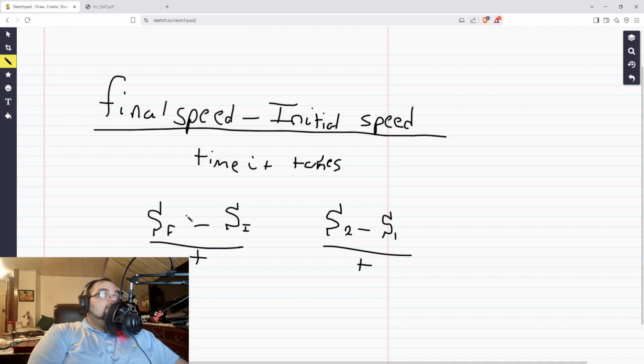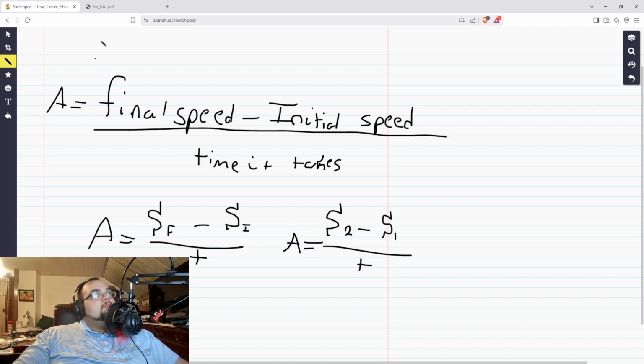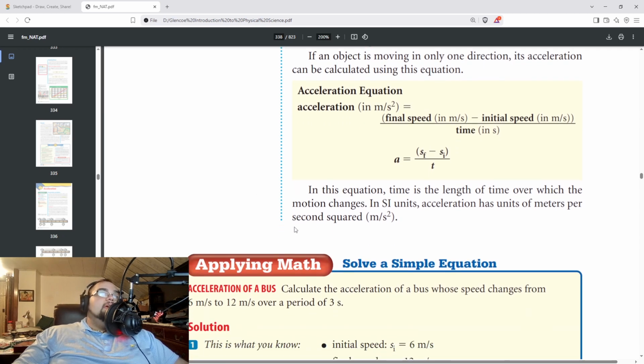What's important to note is that you take this equation, acceleration. In this equation, the time is the length of time over which the motion changes. And in SI units, acceleration has a unit of meters per second squared. Meters per second per second.